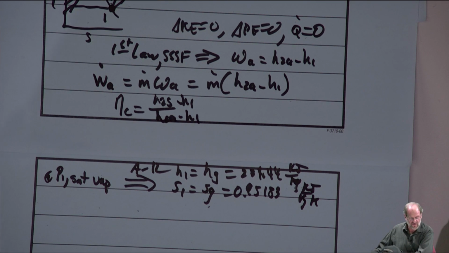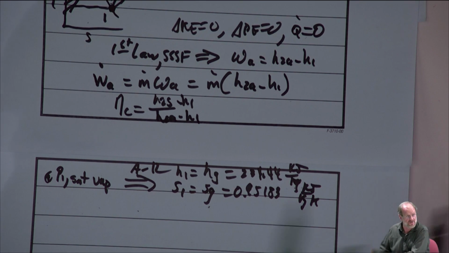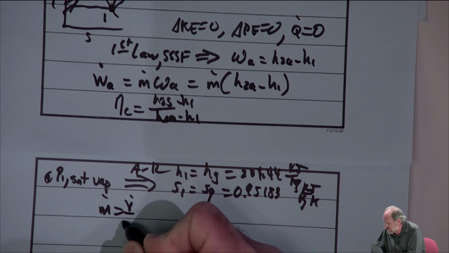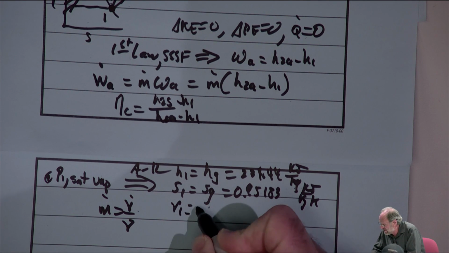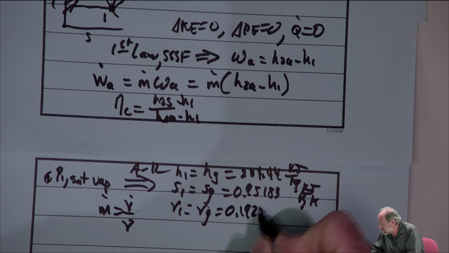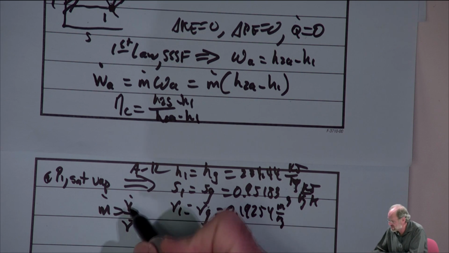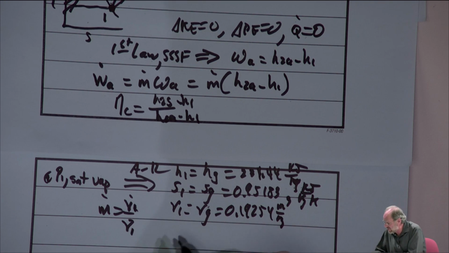We're also going to need a specific volume at 1. I didn't mention that earlier, but we're given a volumetric flow rate, and we need a mass flow rate. So the only way we ever convert from volumetric to mass flow rate is just to divide the volumetric flow rate by the specific volume. So we definitely need V1, right? So V1 is equal to Vg, and that's 0.19254 meters cubed per kilogram. And now, since we're given the volumetric flow rate at 1, we have to use a specific volume at 1 to get the mass flow rate. So we might as well just do that right away.